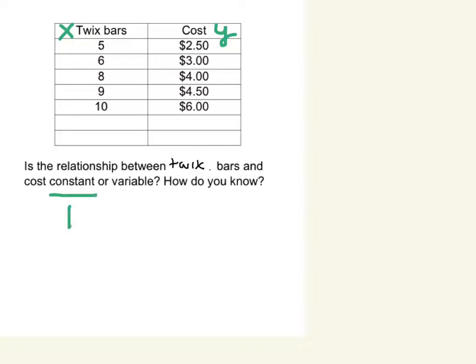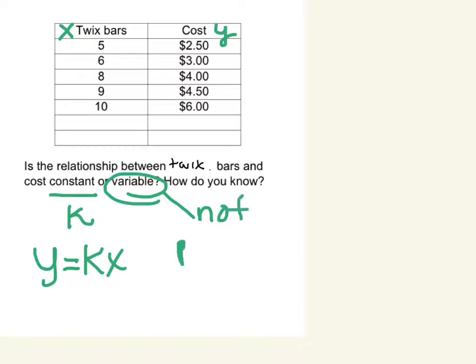Remember, constant is represented by k in our equation y equals kx, where y and x are proportional to each other. So variable means just the opposite. Variable means that they are not proportional. Now, in order to test this out, remember, I need to figure out k, or my constant. So I need to see if there is a constant. And the way I do that is I use my y over x ratios.